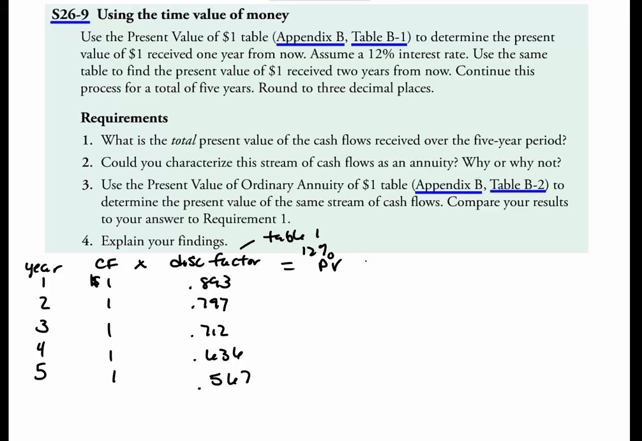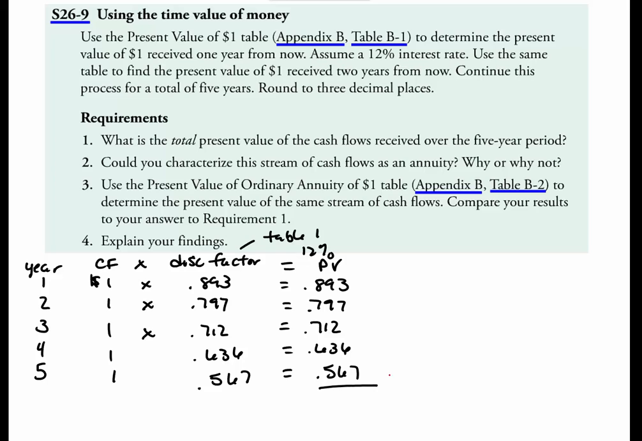So what that says is a dollar received 1 year from now is the same as receiving 89.3 cents today. A dollar received 2 years from now is the same as receiving 79.7 cents today. And again, this is easy because it's a dollar, but any cash flow you would fit in, you would do the exact same process. 0.712, 0.636, and that dollar that I receive 5 years from now is worth 56.7 cents in today's dollars.